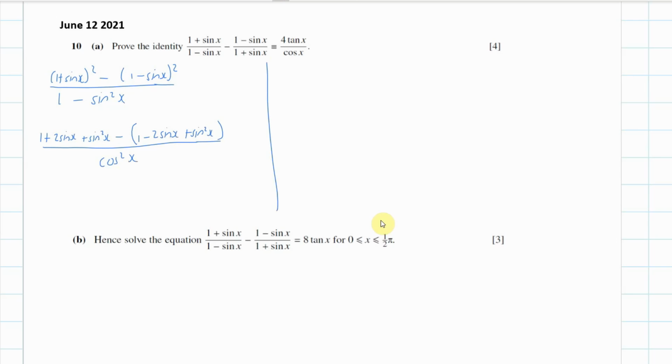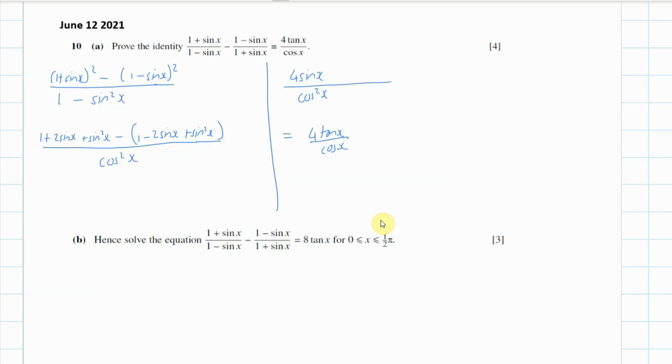And then next step is we expand the bracket and simplify the top. So we get 1 minus 1, which is 0. 2 sine x plus 2 sine x, which is 4 sine x. And then sine squared x minus sine squared x, which is 0. And we've got this over this, which is equal to 4 tan x over cos x. And we're done.